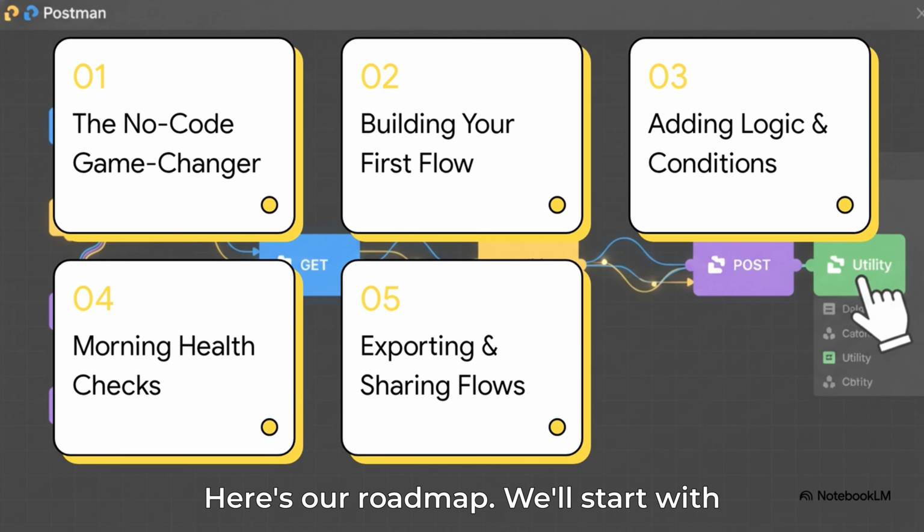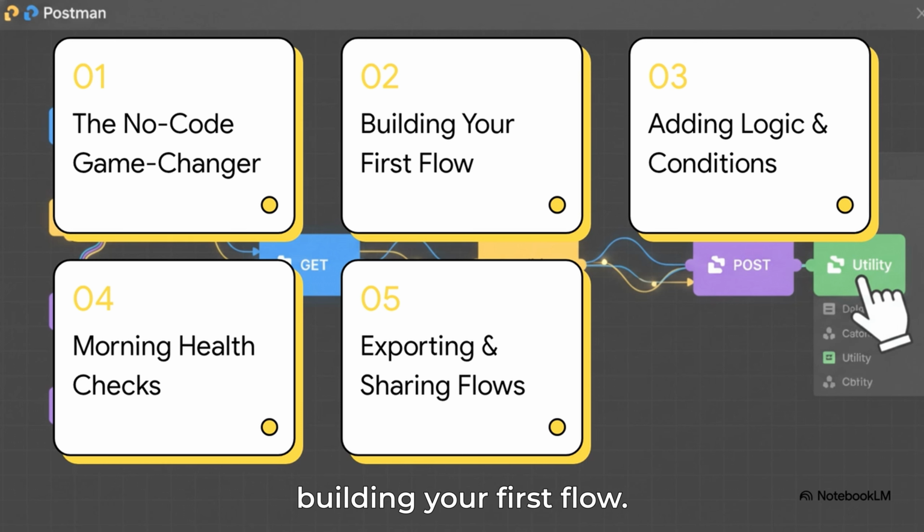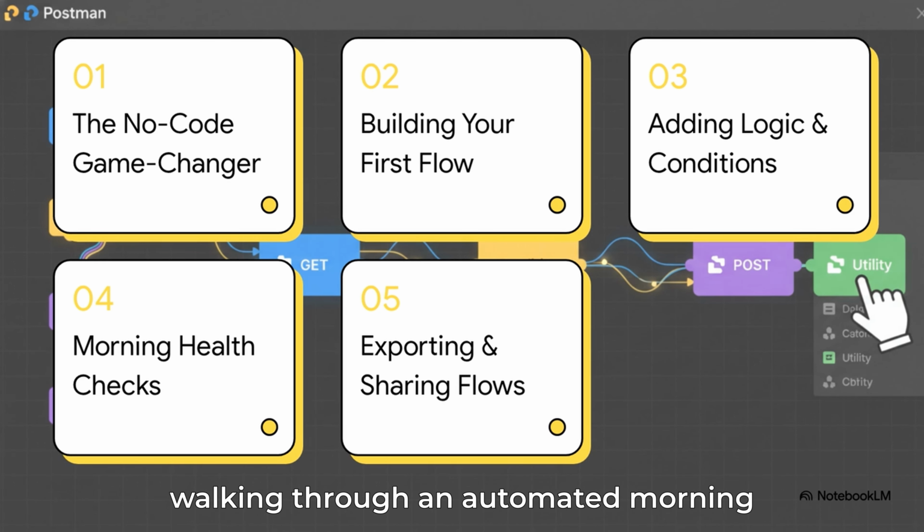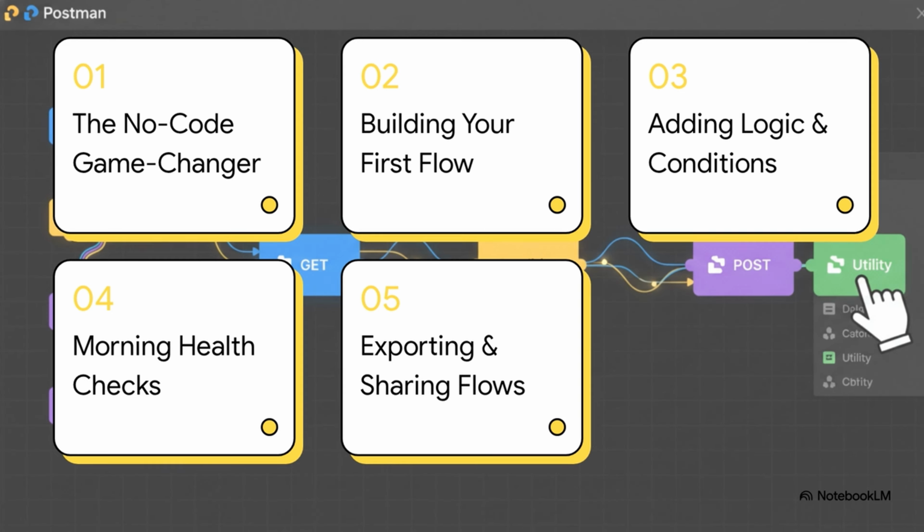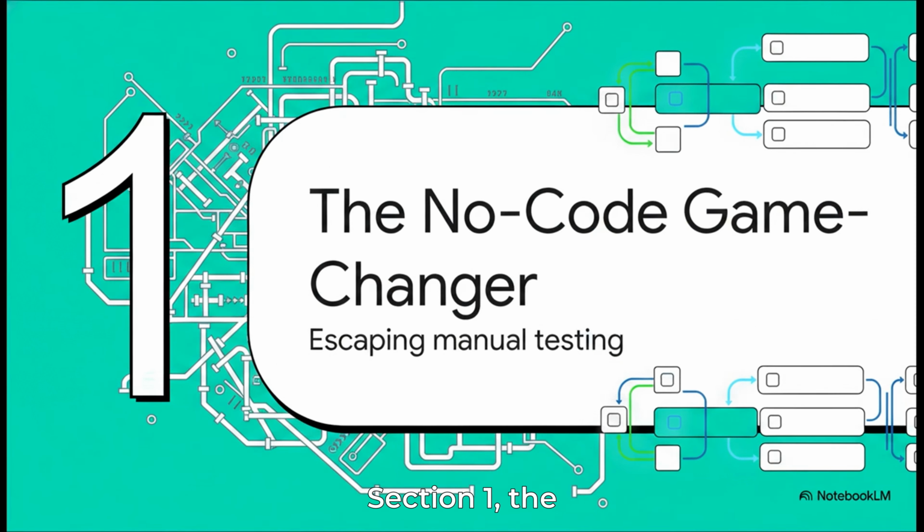Here's our roadmap. We'll start with the no-code API game changer, then move into building your first flow. After that, we're adding logic and conditions, walking through an automated morning health check scenario, and finally exporting and sharing flows.